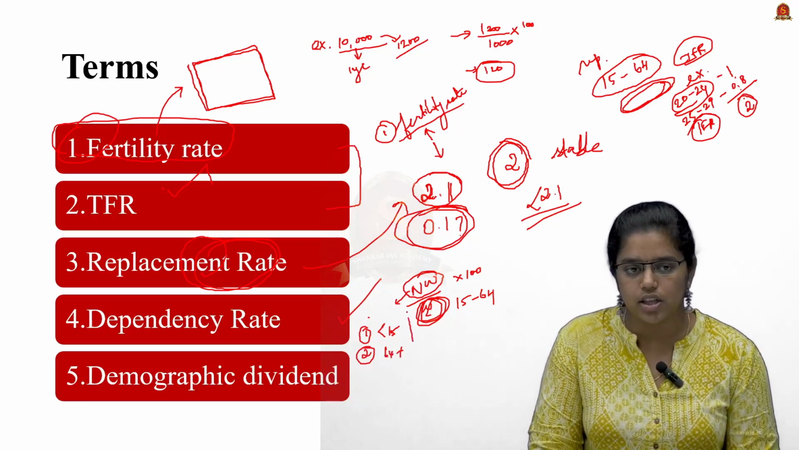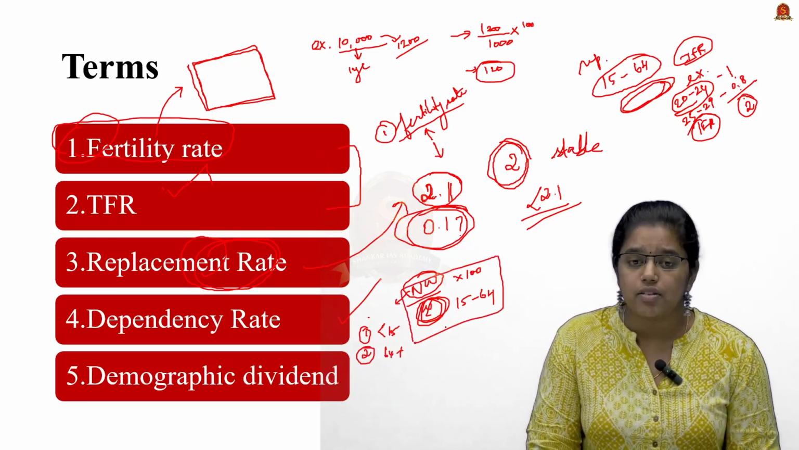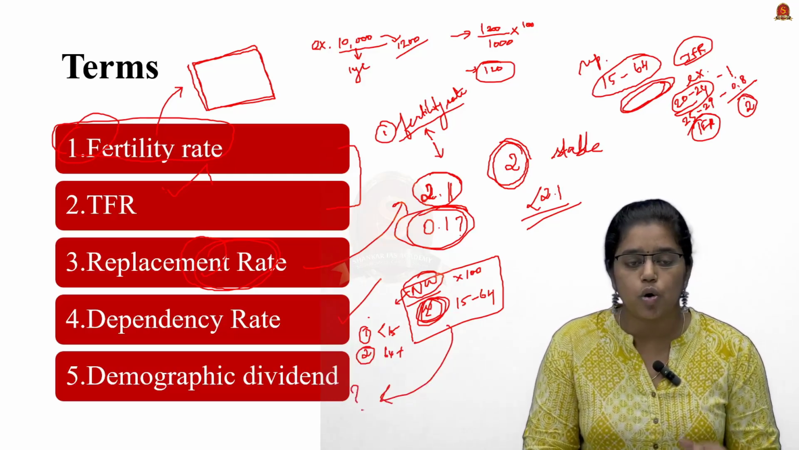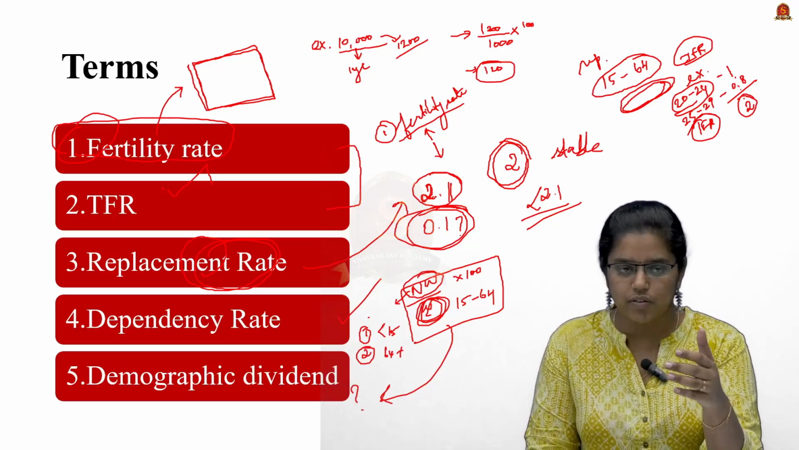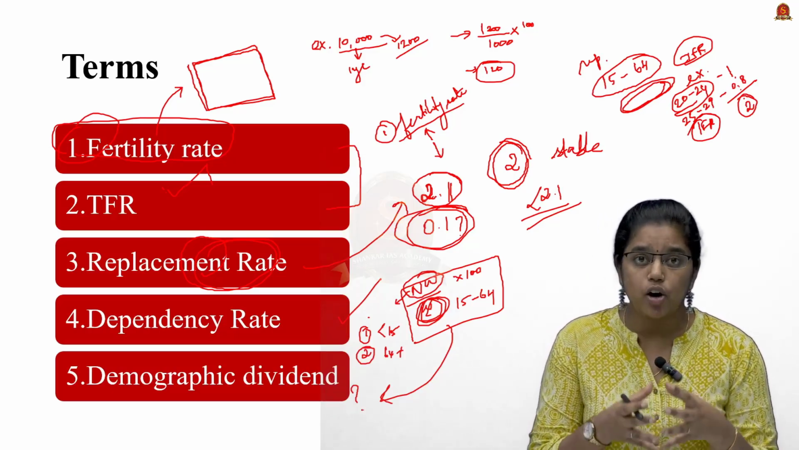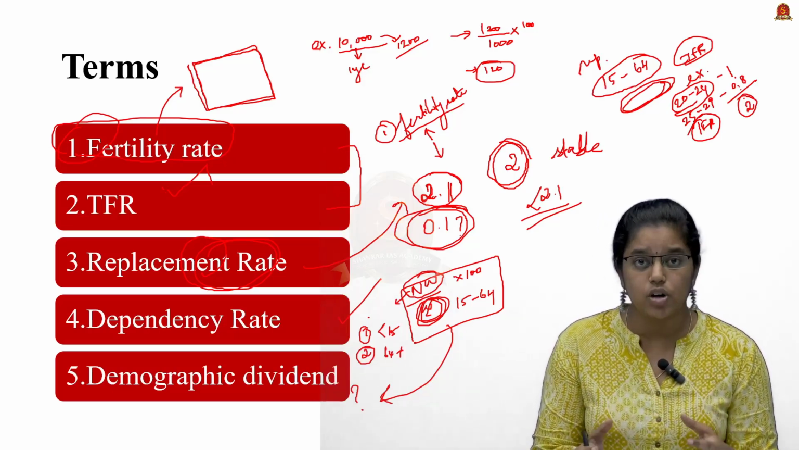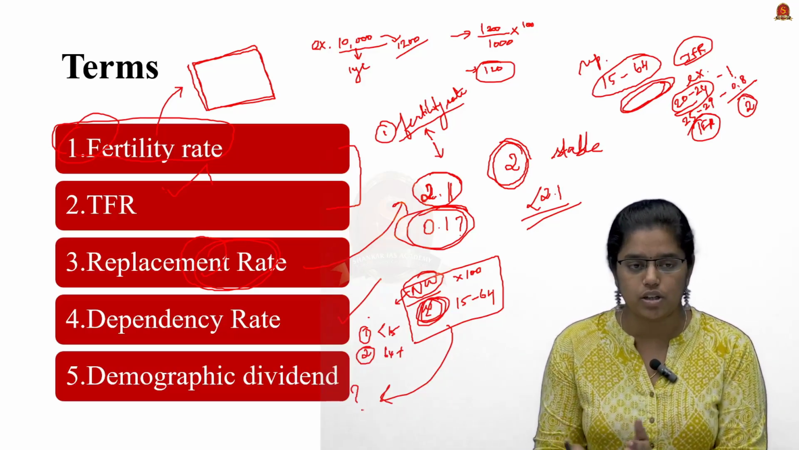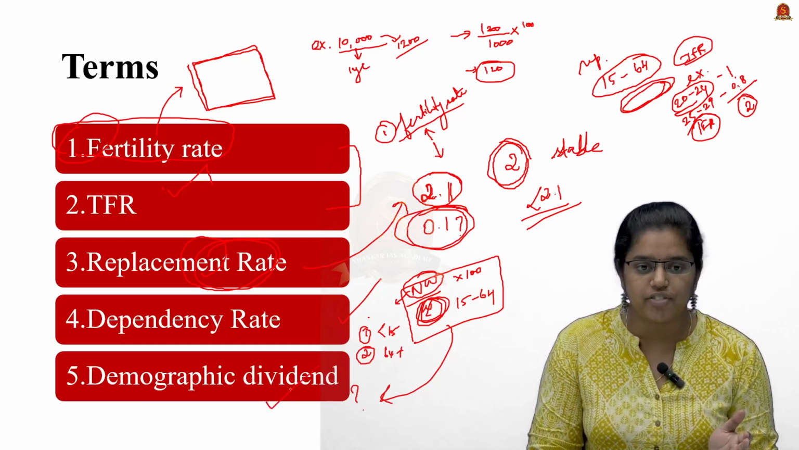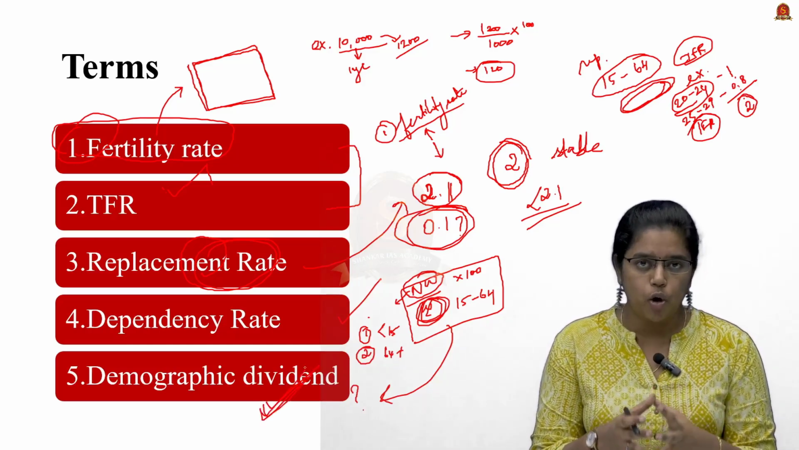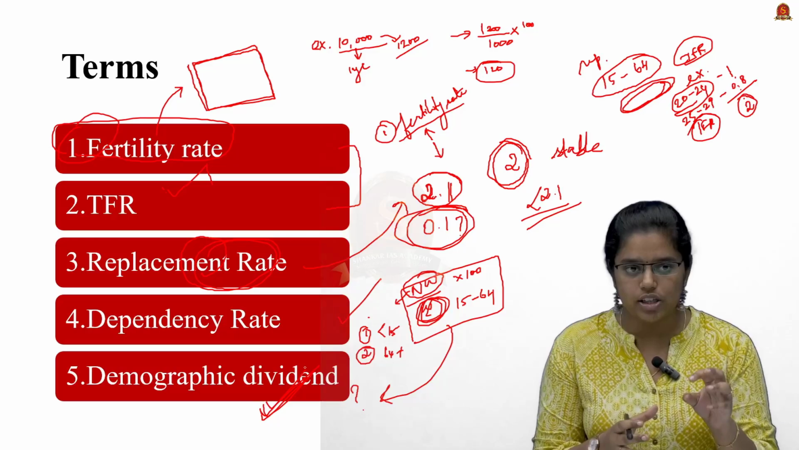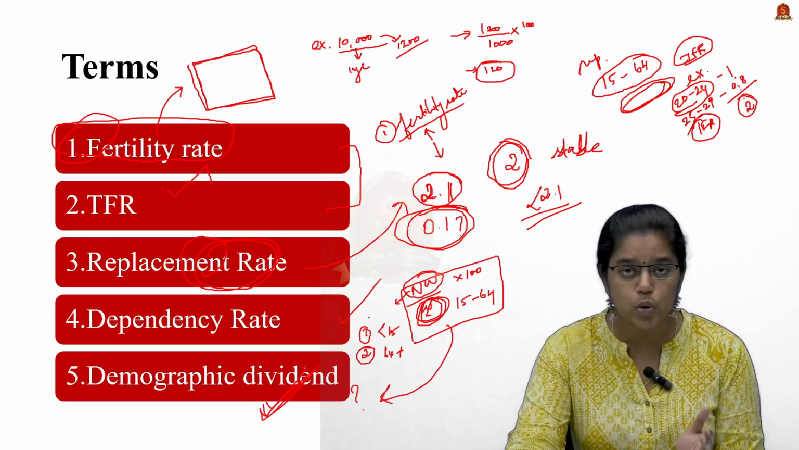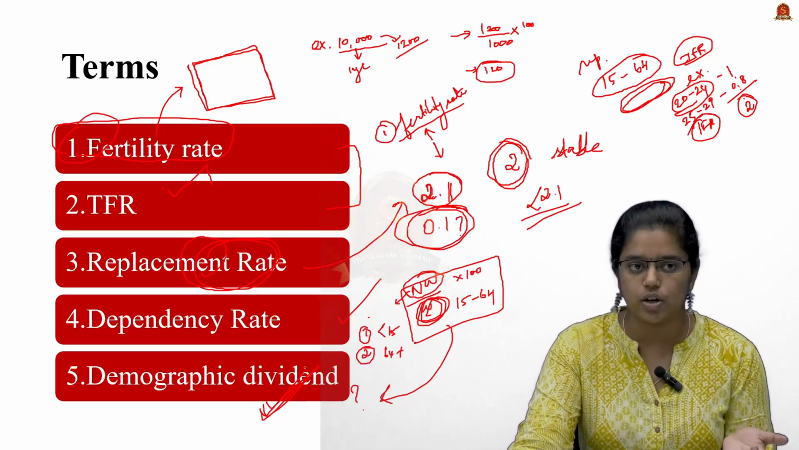This is called the dependency ratio. And what is called the dividend, that is the demographic dividend. So, based on the dependency ratio, we will derive that. It is the economic potential that rises because there is more working population than non-working population. This is called the demographic dividend. I hope you got a clear picture of all these 5 terms. We will use these 5 terms to understand the subsequent data mentioned in this editorial.